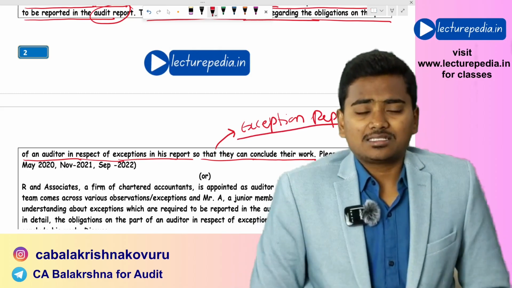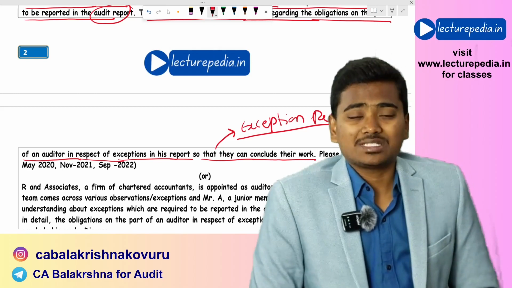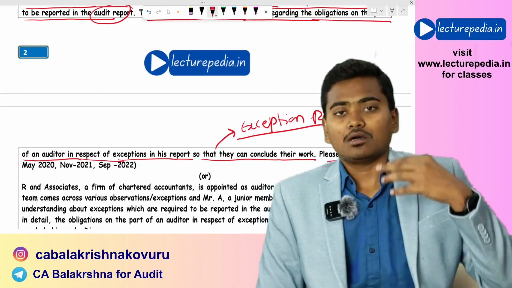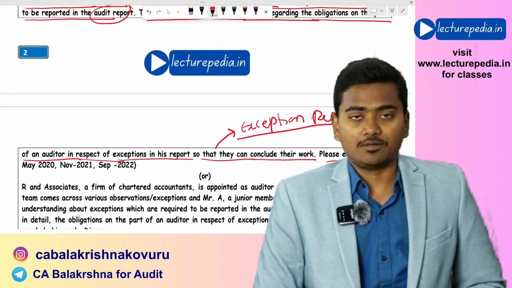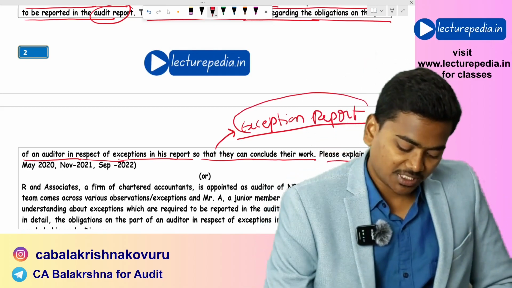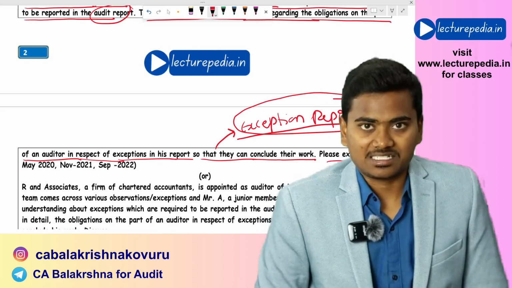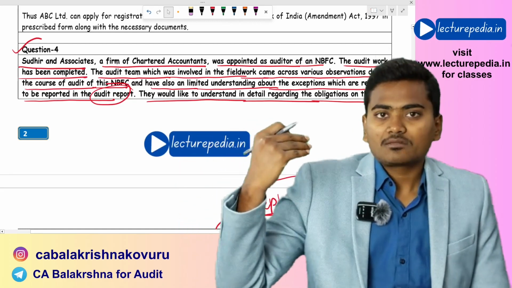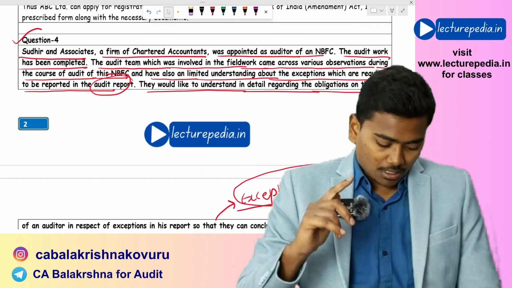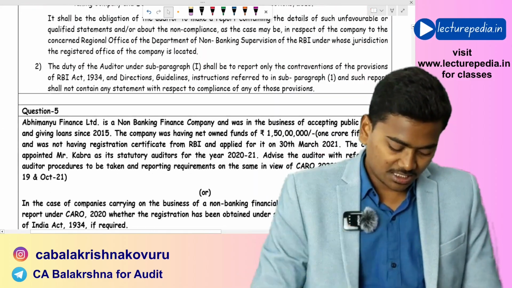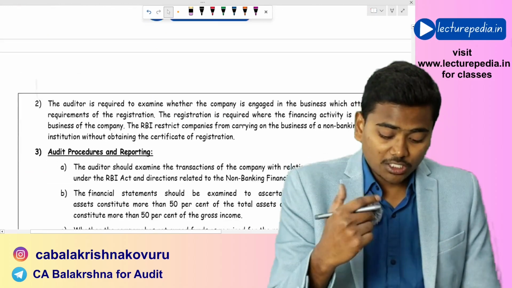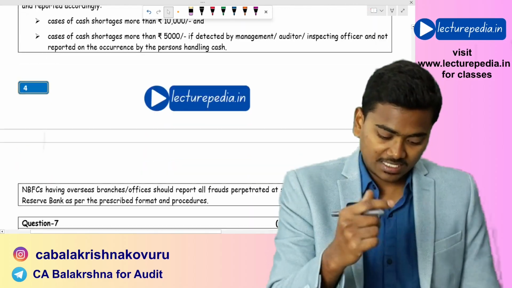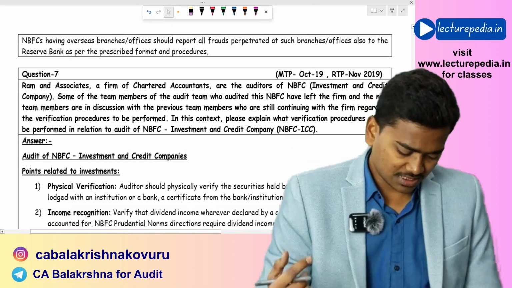As per the Auditor's Report, Reserve Bank Directions 2016, there are certain directions that have been given to the auditor, that he has to report in the audit report of NBFCs. In those directions, this exception report is also part of those directions. Now basically this question is a direct question. It is directly asking you to explain about this exception report. But there is one particular question which is quite typical, because in that question, if you read it, you will not be able to identify that it is asking about the exception report. We'll also read that question, because the answers for both the questions are the same.